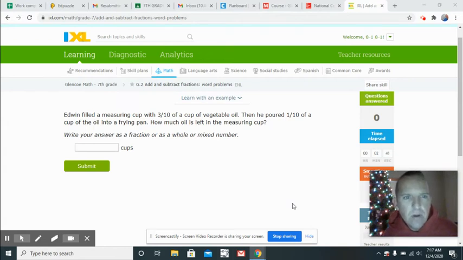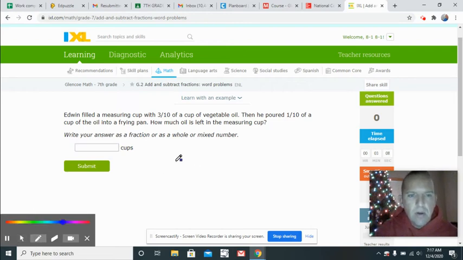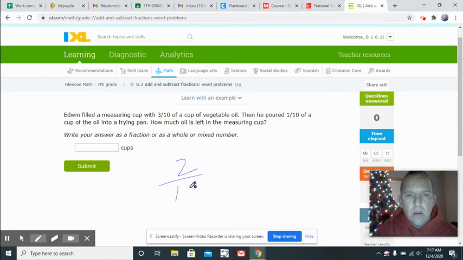Edwin filled a measuring cup with 3/10 of a cup of vegetable oil, so that'd be about that big, small. Then he poured a smidgen more, 1/10 of a cup, into the frying pan. How much oil is left in the measuring cup? Well, again, if he had 3/10, he poured out 1/10, we need to subtract. So 3/10 minus 1/10 would be 2/10. And 2/10, let me go ahead and write that down. We could reduce that to 1/5.